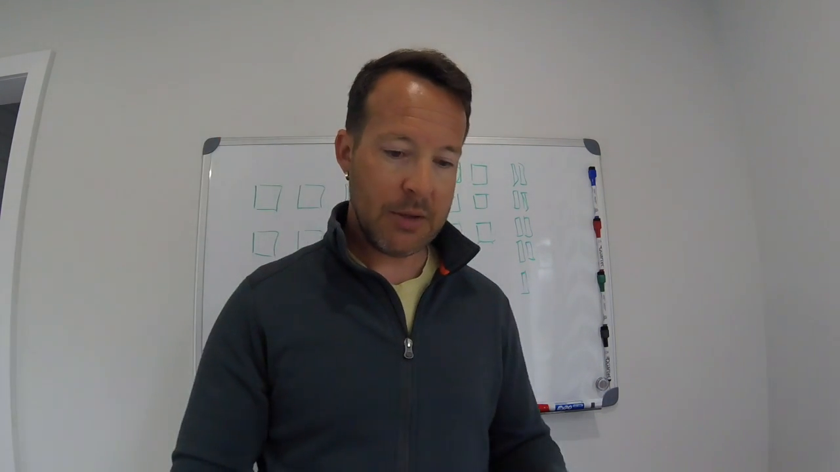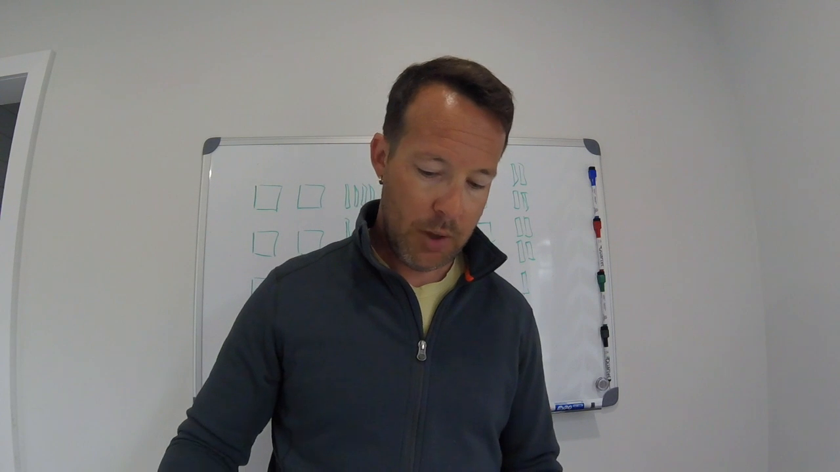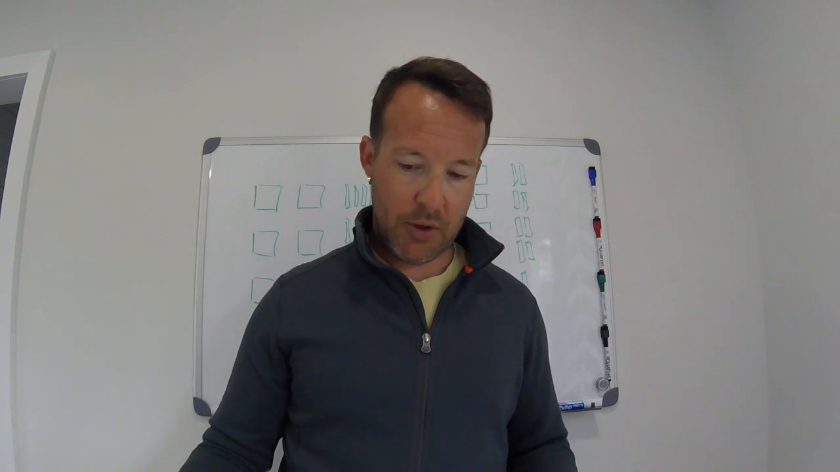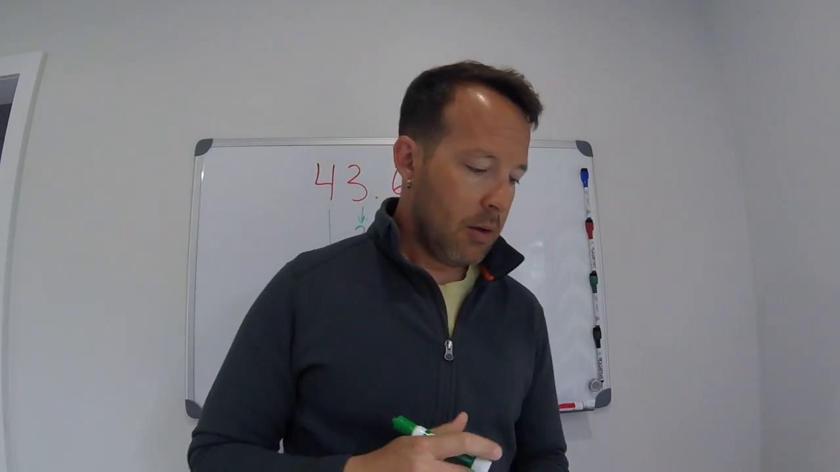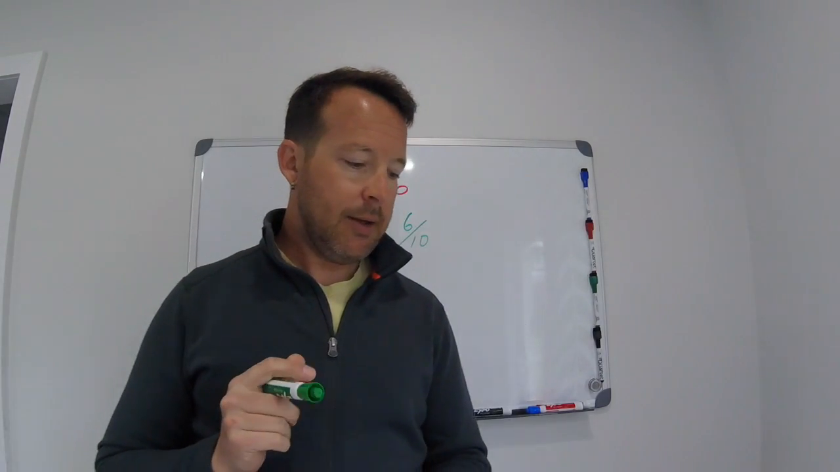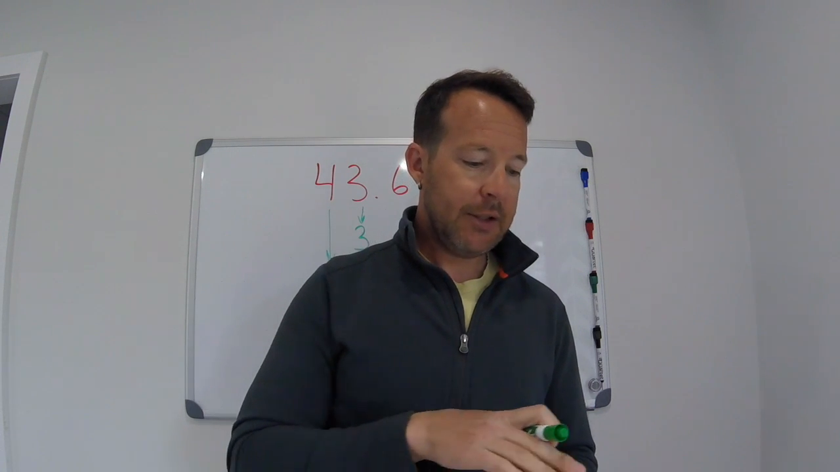Okay, let's move on to page 44. We're almost there. This is where it gets a little more intense. There's a lot of questions on the page, so it can get confusing. All right, let's check out question number 3. I'm going to write it out. Question 3 and letter B, it gives us the number.